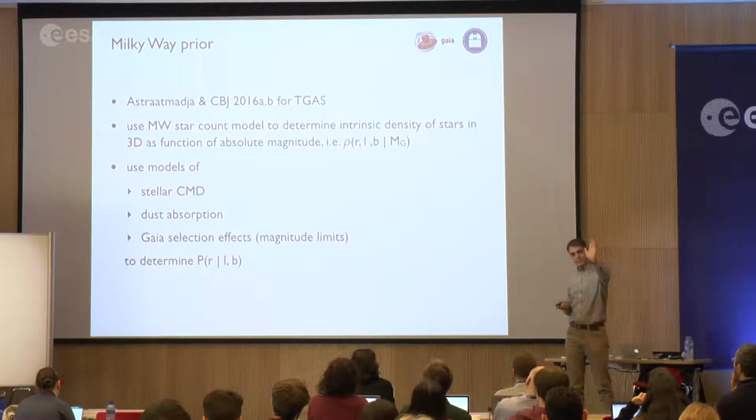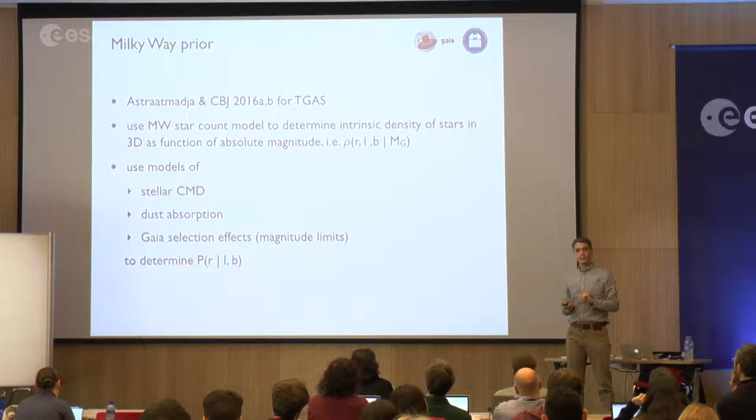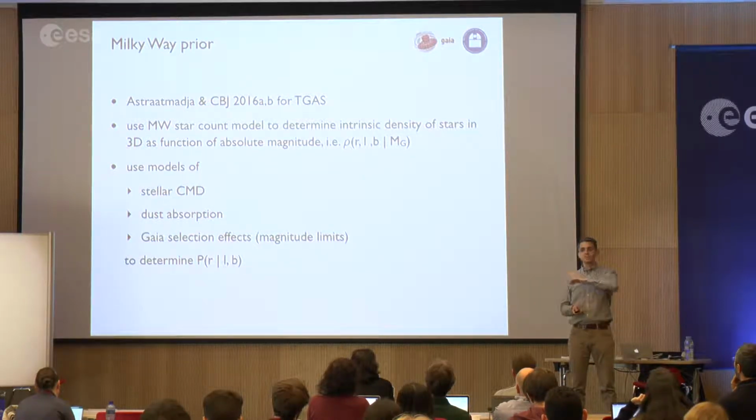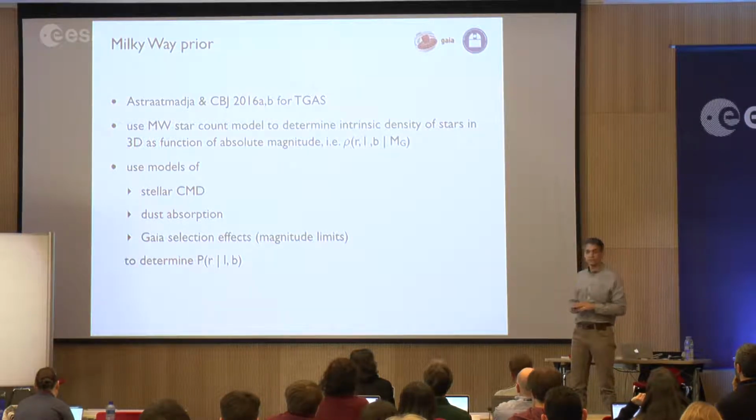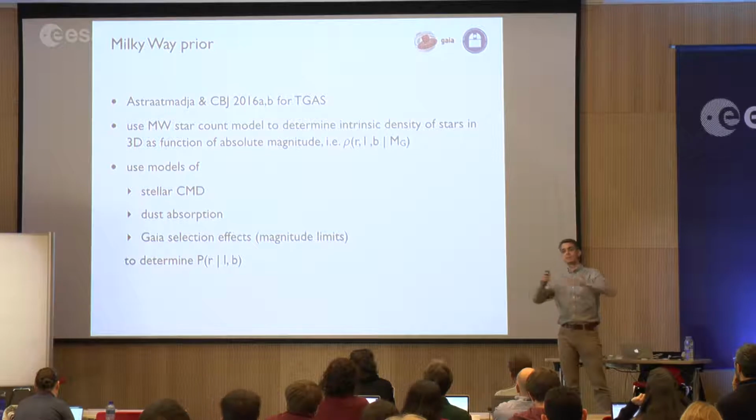So in other words, if you look towards the galactic center, if you ignored the effects of extinction, then you would see a huge peak at around 8.5 kiloparsecs, corresponding to the concentration of stars towards the galactic center. If you take into account dust absorption and the fact that Gaia doesn't really go fainter than 21st magnitude, then of course that peak will move nearer and get spread out. Okay, so it's taking into account the selection function.